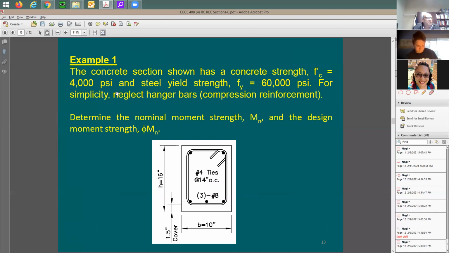It says here concrete strength is 4,000, yield strength is 6,000, and you know that this code is PSI, so everything here is going to be in pounds and inches. It says for simplicity, neglect the hanger bars. Where are these hanger bars? I'm going to say these 2 bars on the top. Just ignore them because they're not going to be in tension. We have here ties, number 4 at 14, not contributing to the flexural strength or the moment strength, but we have them for other reasons.